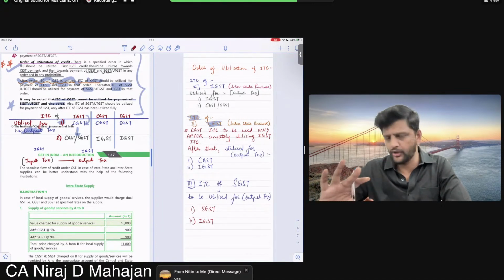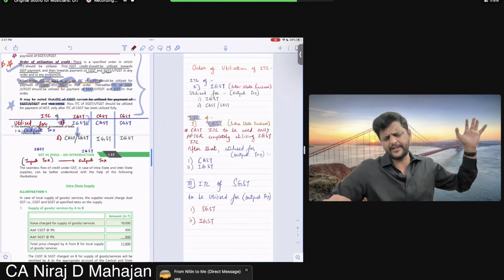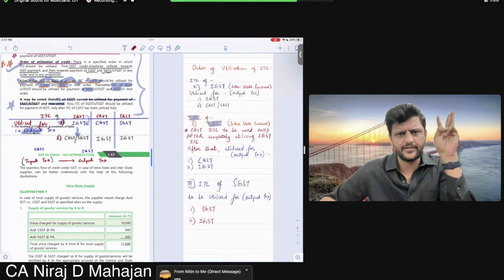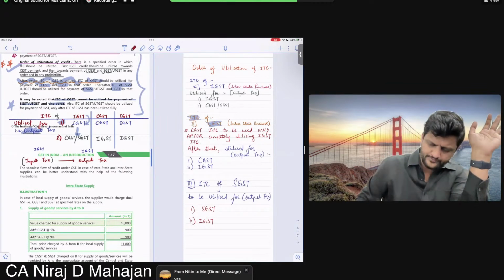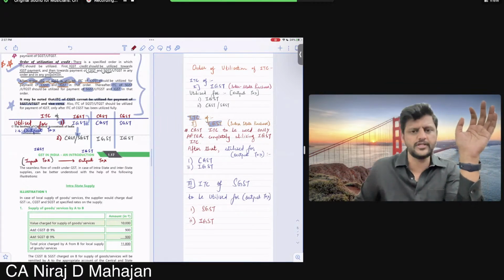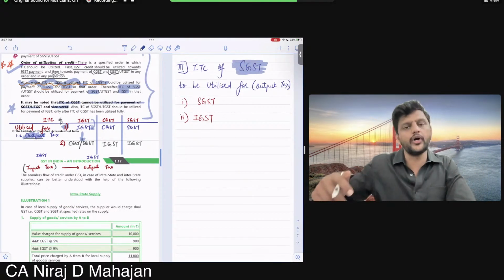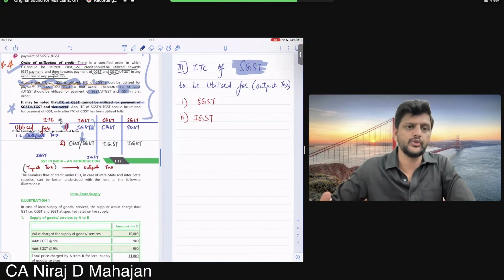IGST output, from that you can reduce any of the ITC: IGST ITC, CGST ITC, SGST ITC. Agreed? Cool. The only problem is, if you see here, ITC of SGST does not allow output of CGST. So they don't mix over there. Okay?